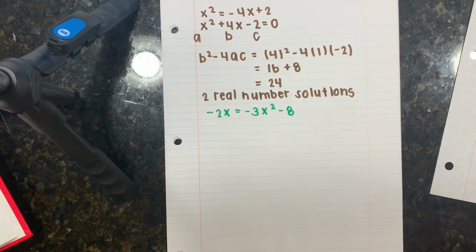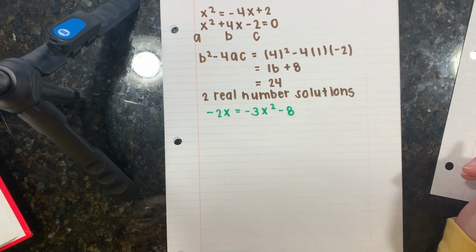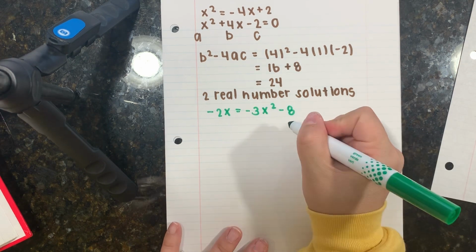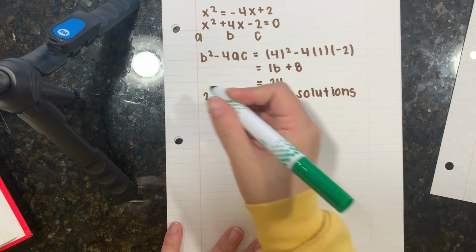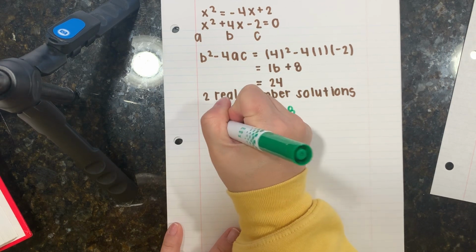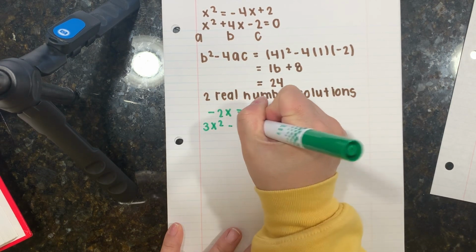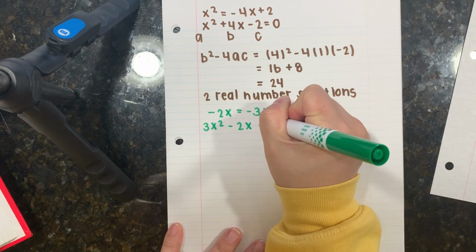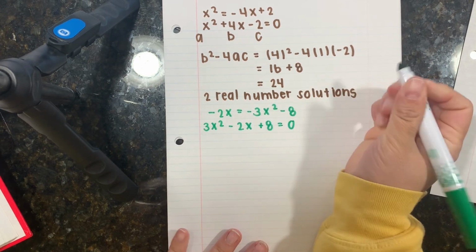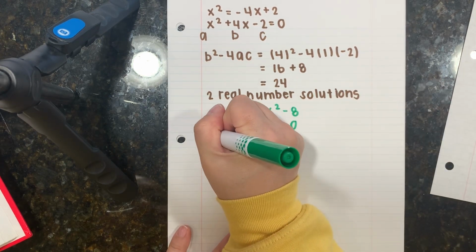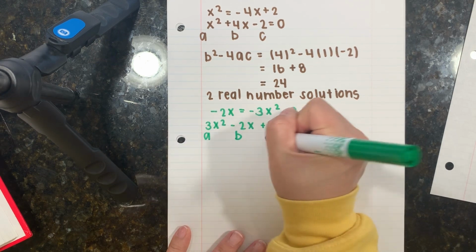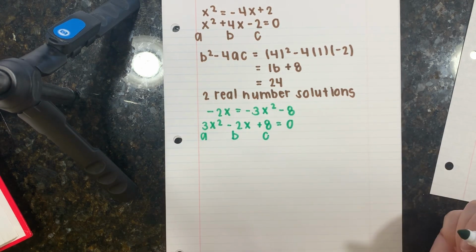Again, it says do not solve. It just says to find out what type of roots it has. So now what we're going to do is set this equal to 0, bringing everything over to the left, giving me 3x squared minus 2x plus 8 is equal to 0. So now I have a is 3, b is -2, and c is 8.